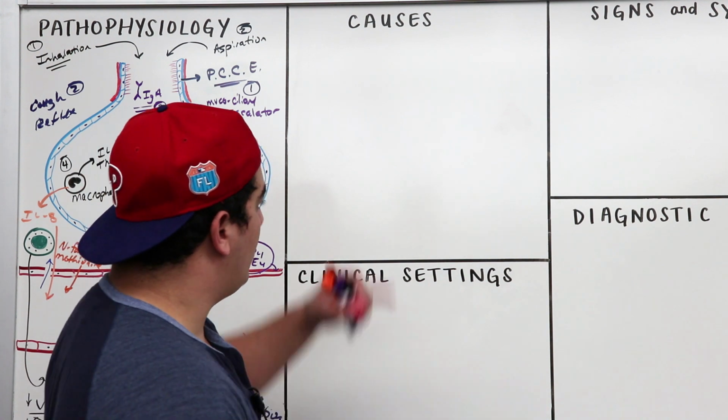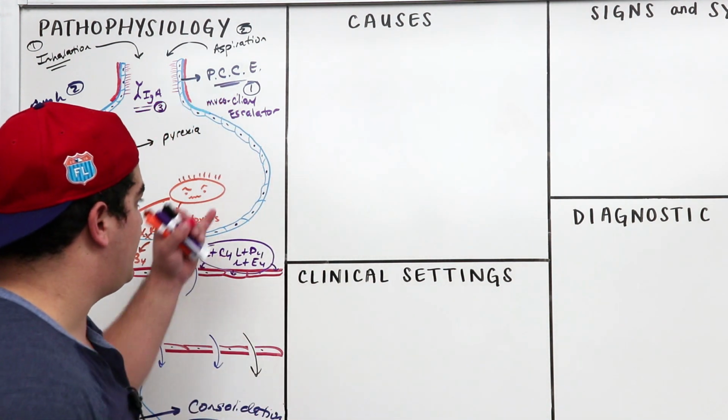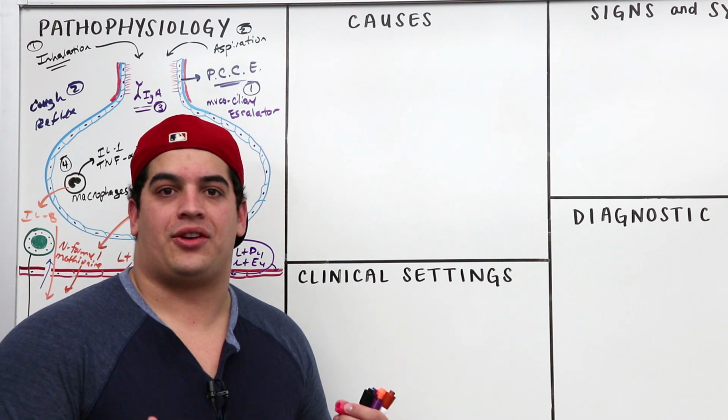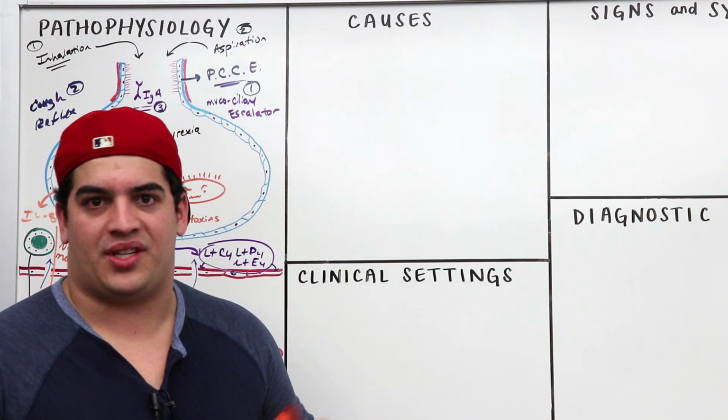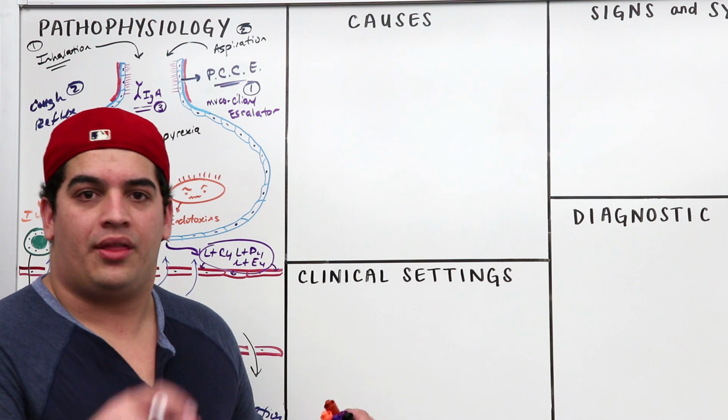All right, so now, causes of pneumonia. We know that pneumonia, we've already said that it's most commonly caused by bacterial infection. How much of them? Usually 75 to 80% of pneumonias are usually bacterial in origin. There's viruses and fungi.